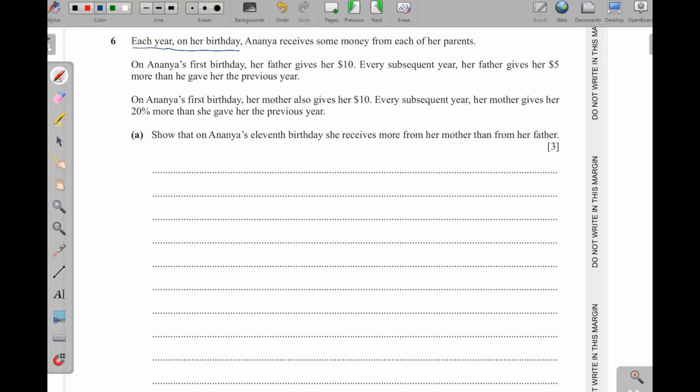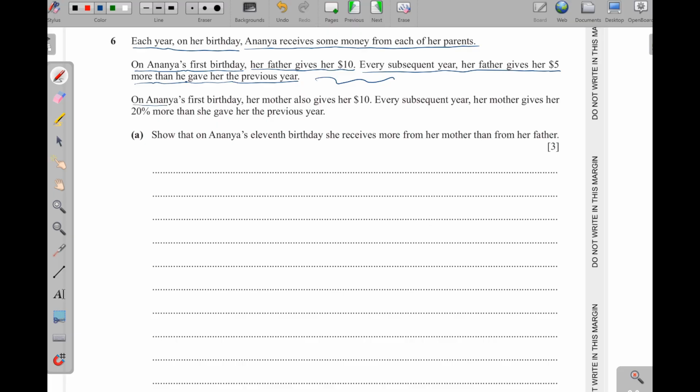Question 6. Each year on her birthday, Ananya receives some money from each of her parents. On Ananya's first birthday, her father gives her $10. Every subsequent year, her father gives her 5 more than he gave her the previous year. So this one keeps on increasing by addition. You get it? So that means this is an AP, arithmetic progression.